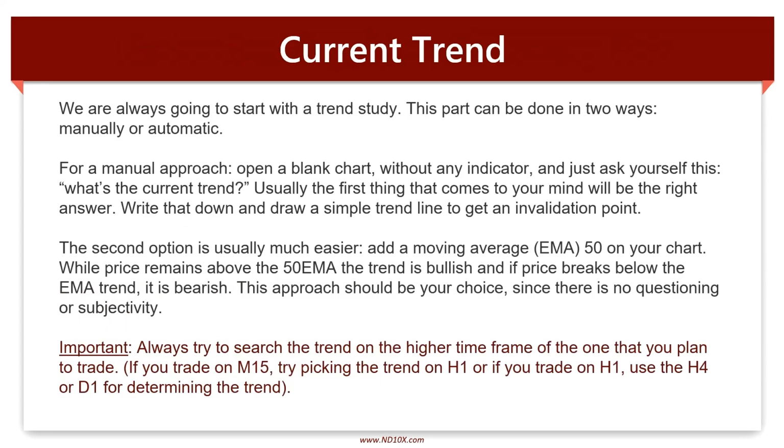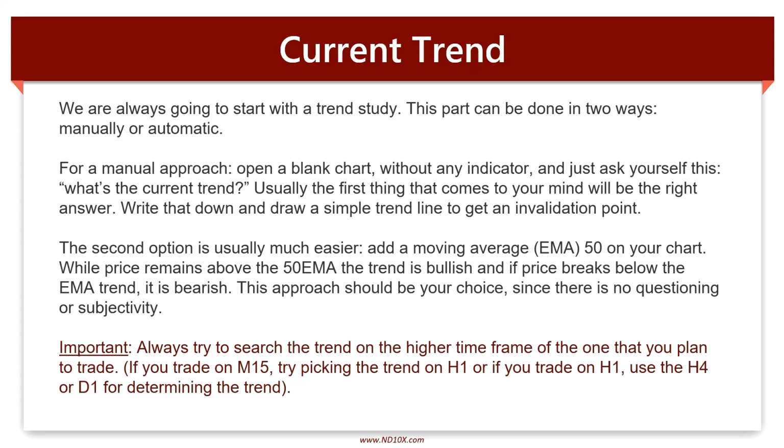Current trend. We're always going to start with a trend study. This part can be done in two ways, manually or automatic. For a manual approach, open a blank chart without any indicator and just ask yourself this: what's the current trend? Usually, the first thing that comes to your mind will be the right answer. Write it down and draw a simple trend line to get an invalidation point.